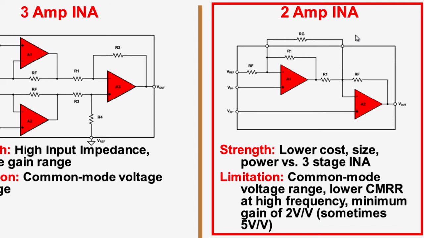And so the benefits are that you get a lower cost, lower power, and smaller size than the 3-amp IA. However, some of the downside is that you are also limited by the common mode range of your op-amps, and because the input has to go through the amplifier before it gets to this point, it can affect the common mode rejection ratio versus frequency due to some phase delay.